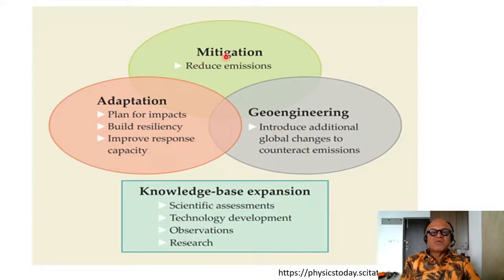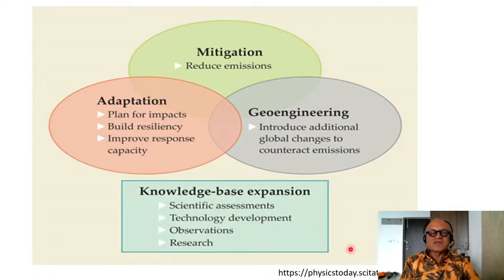So here again we are focused on reducing emissions under mitigation, and in adaptation we plan for impacts, building resiliency and improving response capacity, like the Sendai framework for disaster management. Under geoengineering, of course, we are going to introduce additional global changes to counteract emissions, like reducing incoming energy or direct air capture, or other ways of drawing down carbon, which we will see in a minute. We have seen that before as well in Roger Schmittner's group, but it's always good to repeat some of these points.